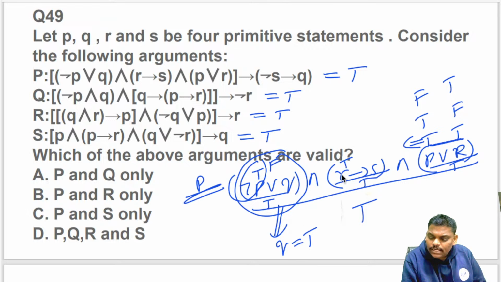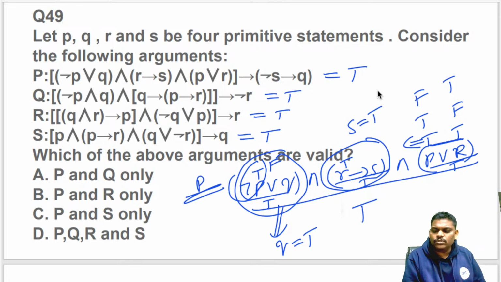Listen, R goes to S. R is already true, so S should be true. So, final conclusion: how many variables are there? P, Q, R, S, totally 4. So P true, R true, S true, Q true. Take these 4 values and substitute on the right side. For this conclusion, verify whether the right side is true or not.